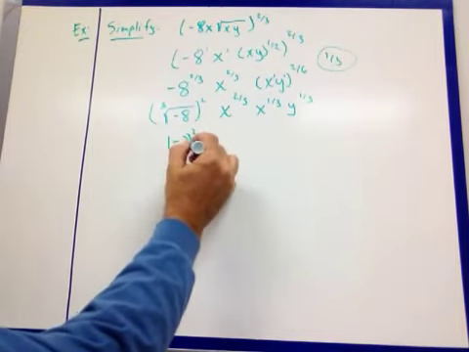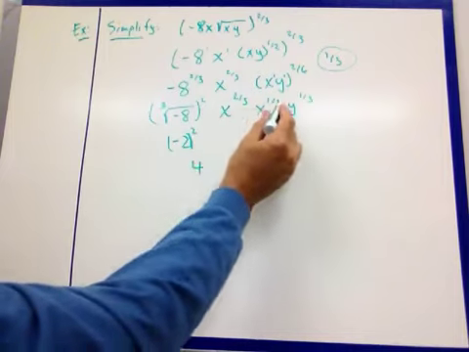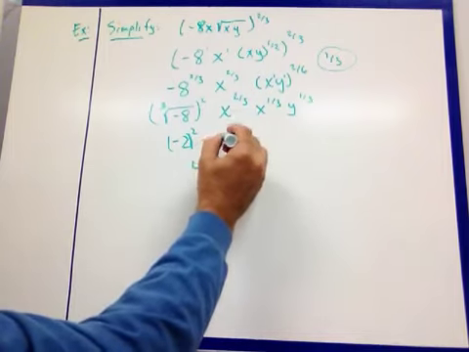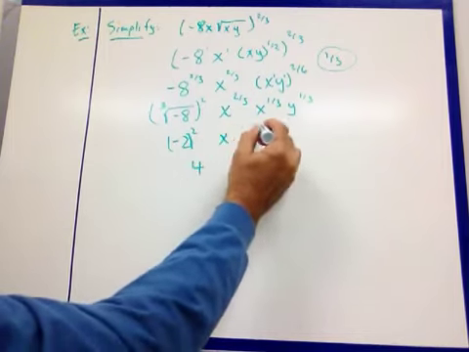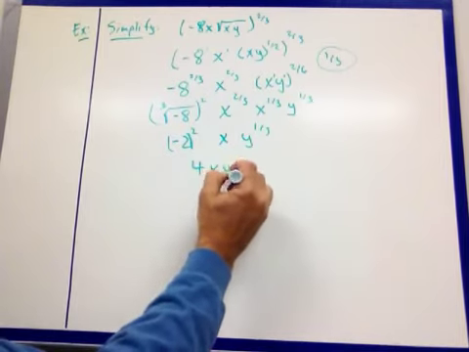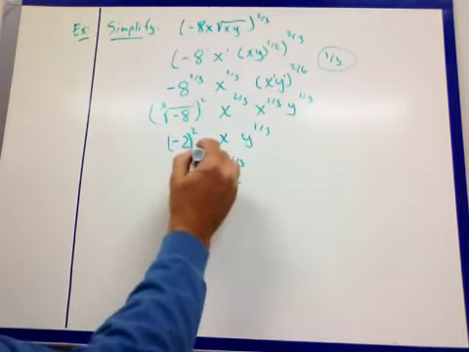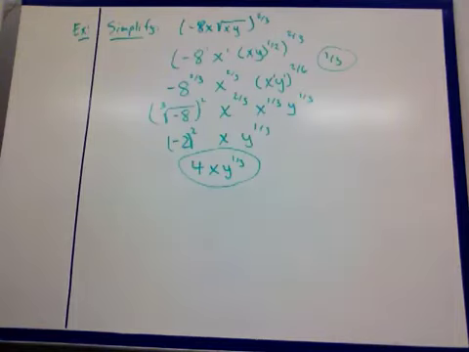Again, I want to put parentheses around that. I can add exponents here on common bases, so I'm going to get 4 x y to the 1/3. And that's in rational form.